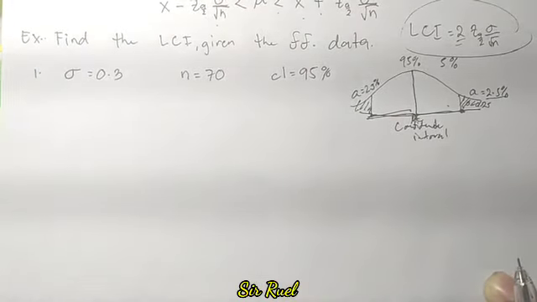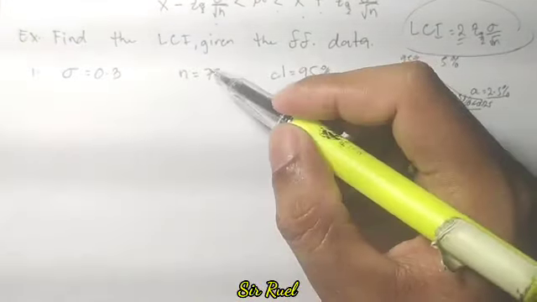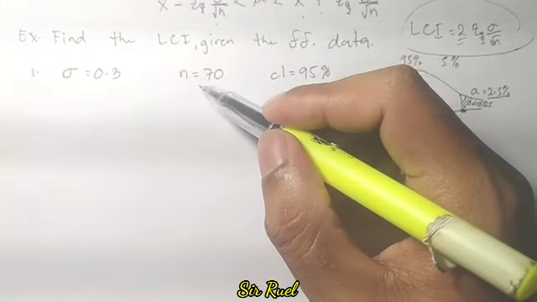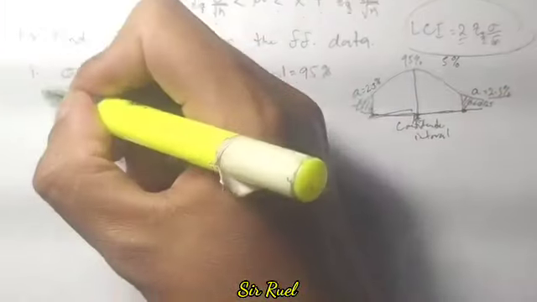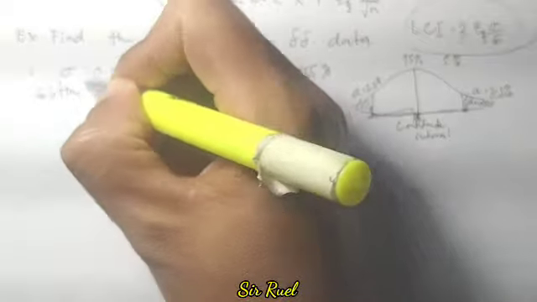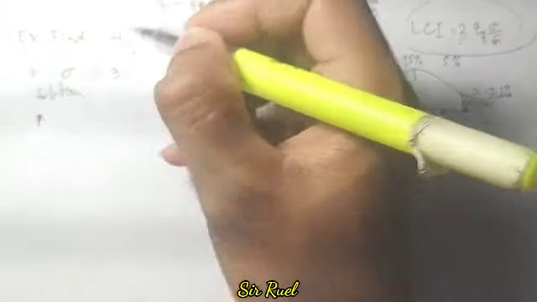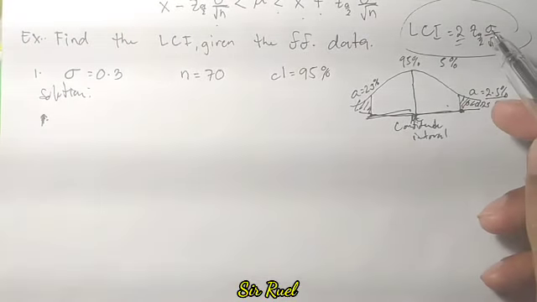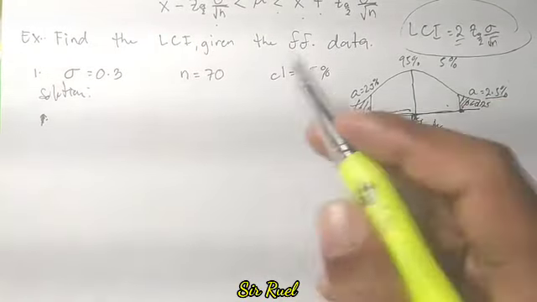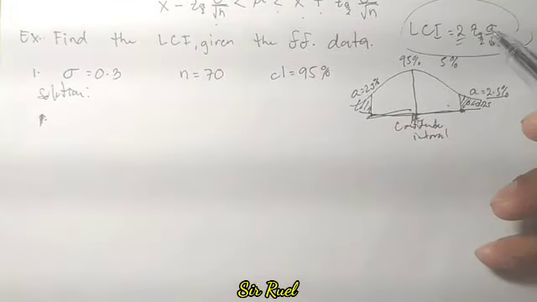Okay, so find the length of confidence interval given the following data. Standard deviation natin is 0.3, yung n natin is 70, yung sample size is 70, yung confidence level is 95%. So yung solution natin dito is that first, kasi yung formula natin is eto, no? So meron na tayong standard deviation which is 0.3, meron na tayong n, eto 70. So yung kulang na lang natin dito is itong z value.